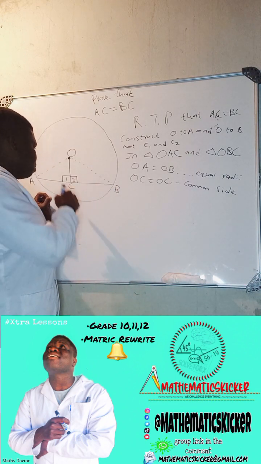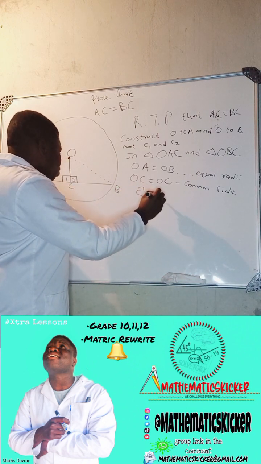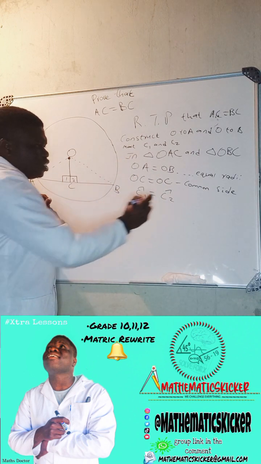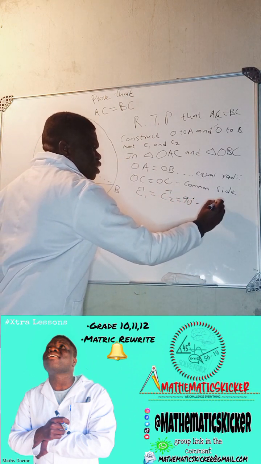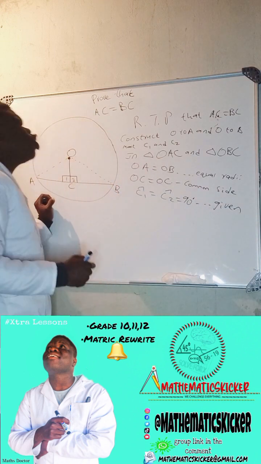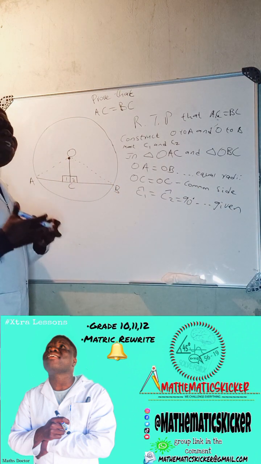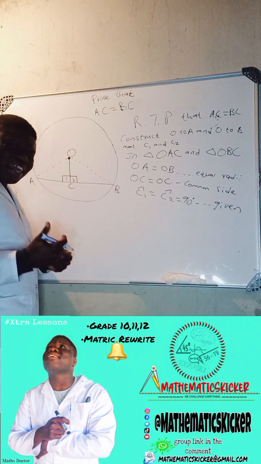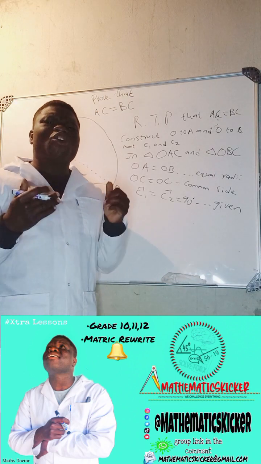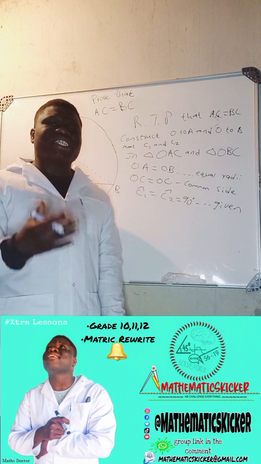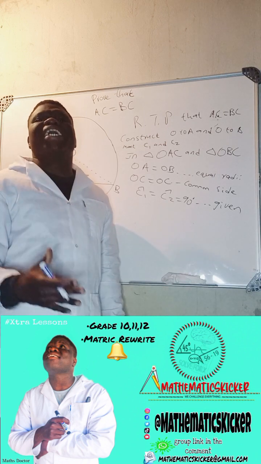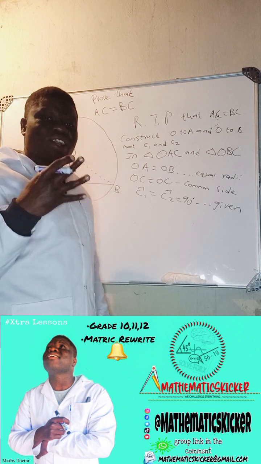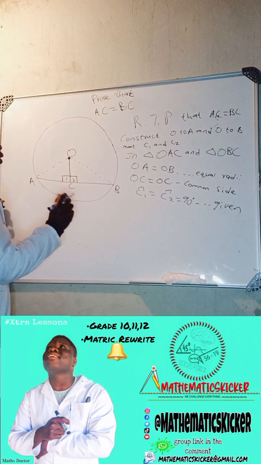Then in this case, angle C1 is equal to angle C2, which is equal to 90 degrees. This one is given. To prove this theorem, we need to apply the properties of congruency. That is why in the introduction lesson I said know the types of triangles. When you study the types of triangles, you will study congruency.